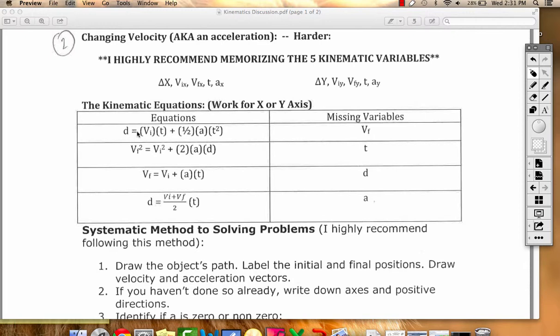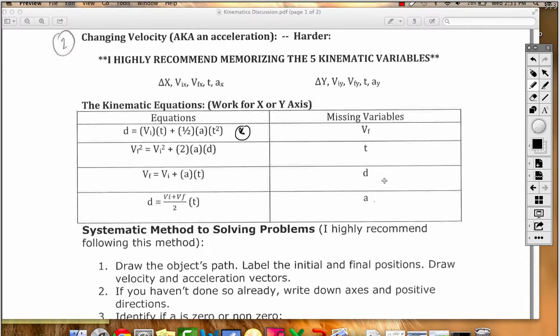Here are the four kinematic equations, and in the column on the right, I feel like this is actually very useful. It mentions the missing variable in each of these equations. So this first equation right here has no final velocity in it, which is a beautiful thing, because if the problem doesn't give you a final velocity, and if it's not looking for a final velocity, then you don't have to worry about it, and this would be a good equation to use for that problem. And the same is true for all four of these.